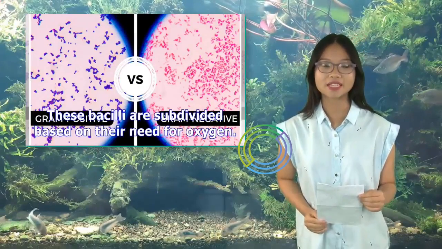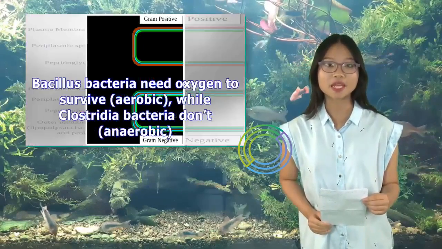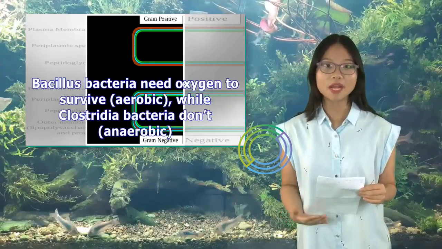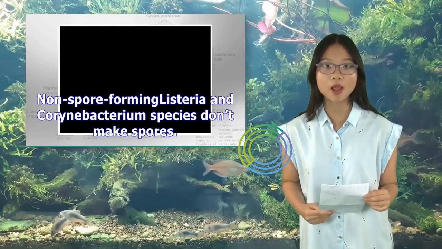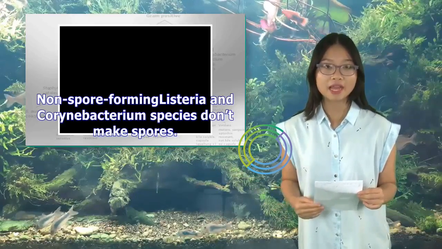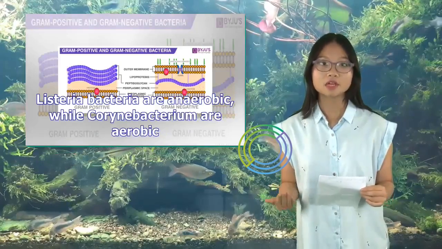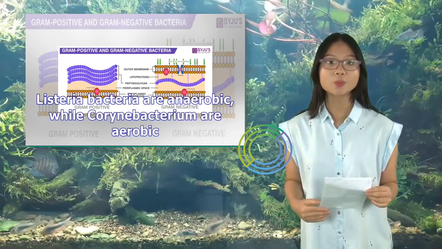These bacilli are subdivided based on their need for oxygen. Bacillus bacteria need oxygen to survive, aerobic, while Clostridia bacteria don't, anaerobic. Non-spore-forming Listeria and Corynebacterium species don't make spores. Listeria bacteria are anaerobic, while Corynebacterium are aerobic.